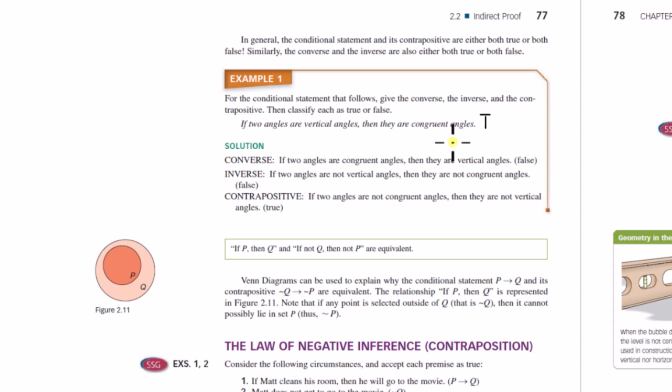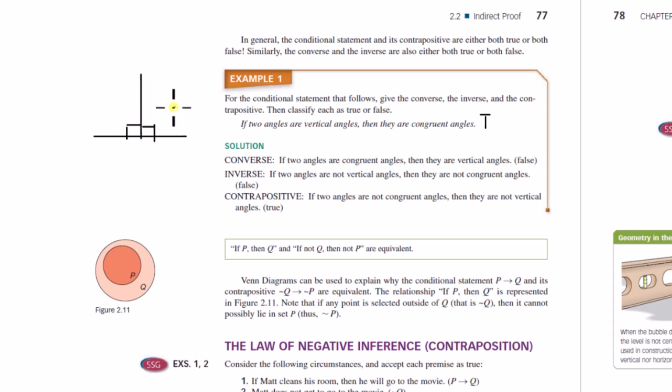Now the converse of that would be: if two angles are congruent angles, then they are vertical angles. That's false. I mean, here's two angles, this perpendicular line here, these two adjacent angles, those are congruent angles. Are they vertical angles? No. Okay, now what about the inverse? If two angles are not vertical angles, then they are not congruent angles. Well, that's false as well. Here's two angles that are not vertical angles, but they're congruent angles, so no, that's false.